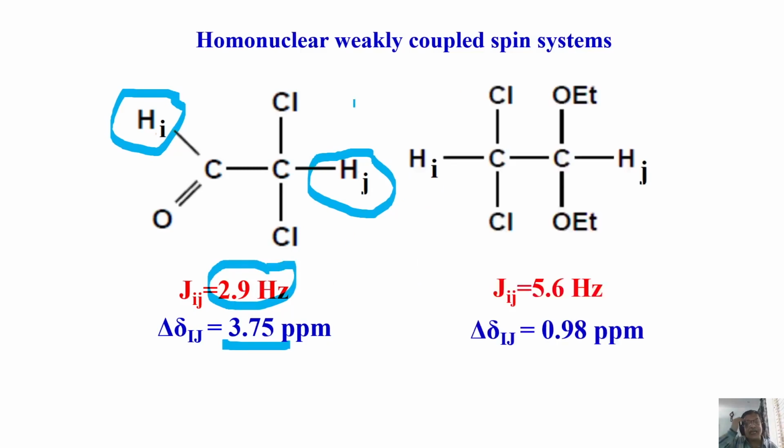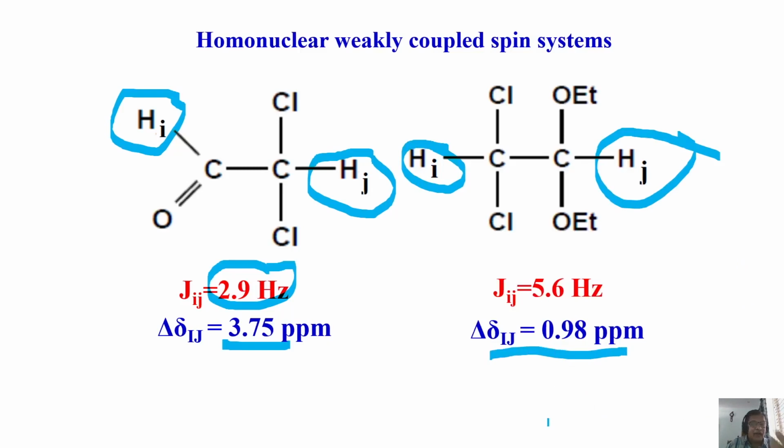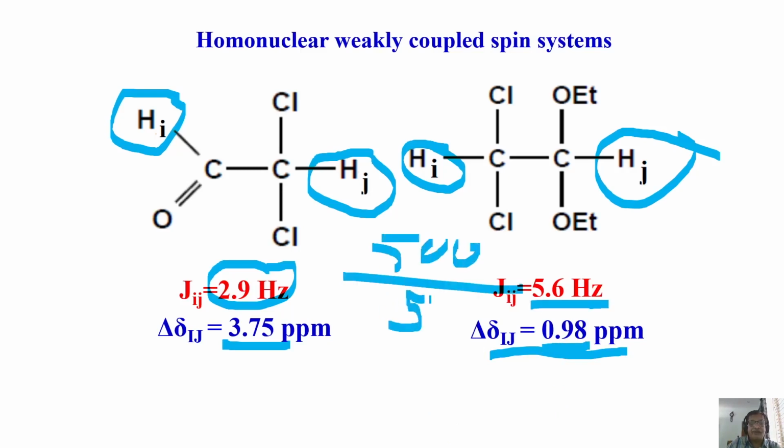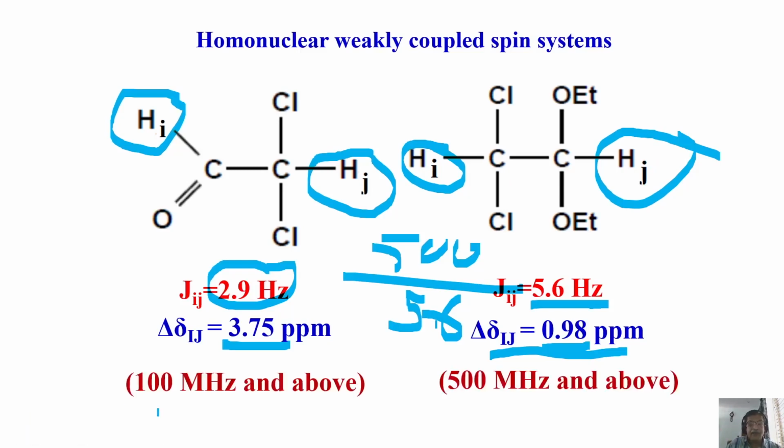Understand? Now take another example. Between this proton and this proton, the chemical shift separation is 0.98. Take 1 ppm. In 500 megahertz, 1 ppm is 500 hertz. What is the coupling? 5.6. Now 500, you have to divide by 5.6. What is this? Close to 100. That means this is also a weakly coupled spin system. So very easily you can understand what is strongly coupled and what is weakly coupled. And this weak coupling can happen only at 100 megahertz.